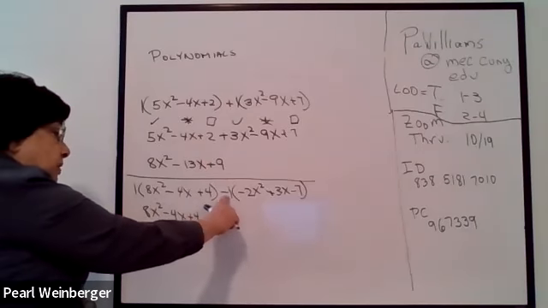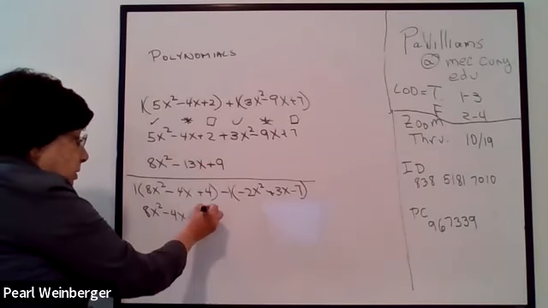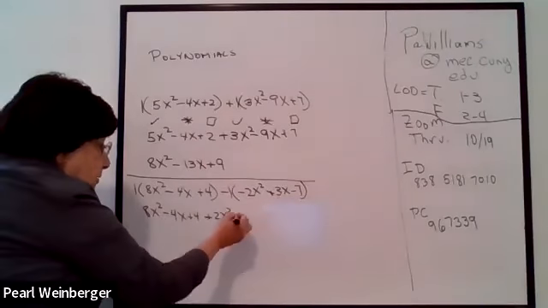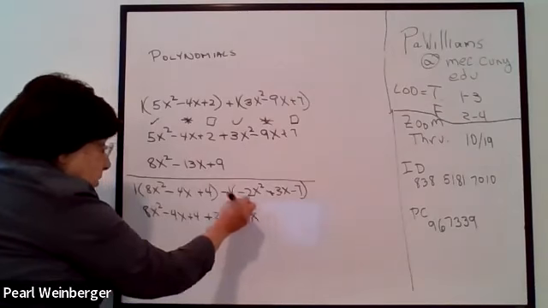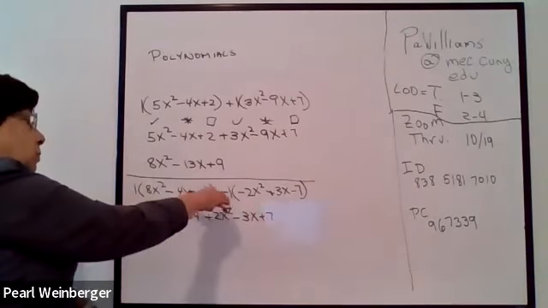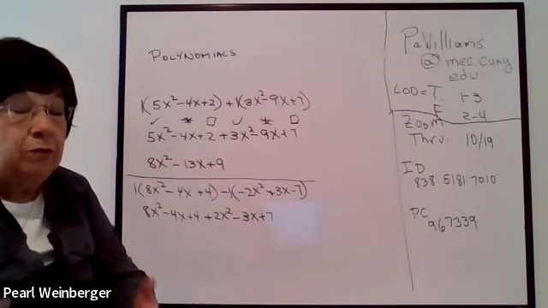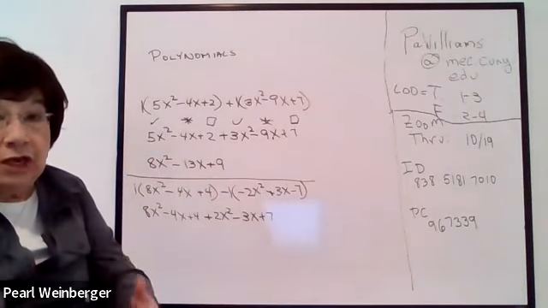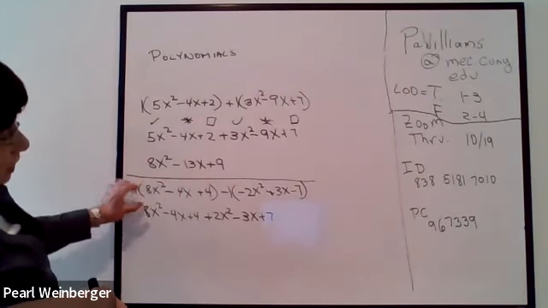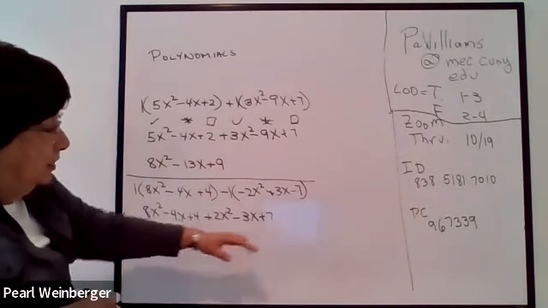Multiplying our second in parentheses now by negative 1. Negative 1 times negative 2x squared is plus 2x squared. Negative 1 times 3x is negative 3x. And negative 1 times negative 7 is plus 7. Notice when you're multiplying by a negative number, negative 1, all you're doing is changing all the signs. When you're multiplying by plus 1, you're not changing anything. But when you're multiplying by negative 1, all the signs get changed.